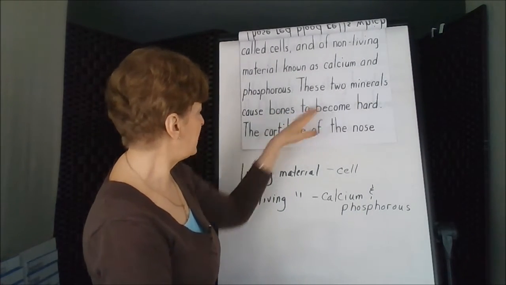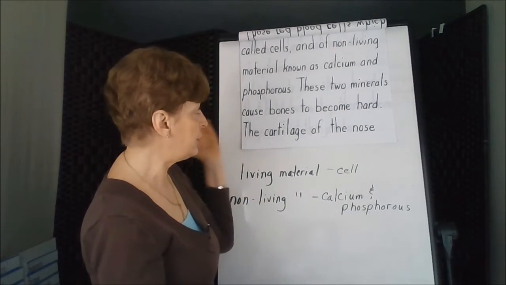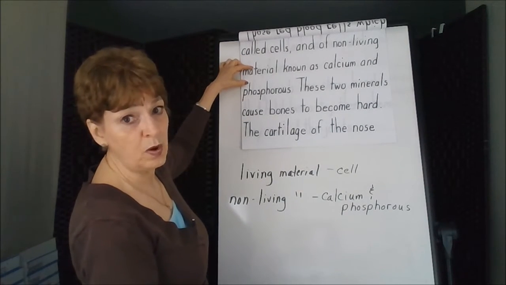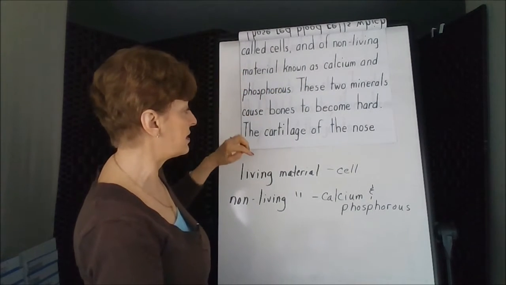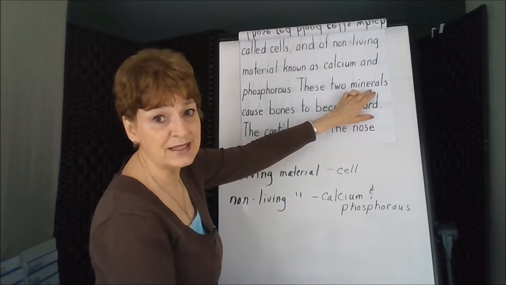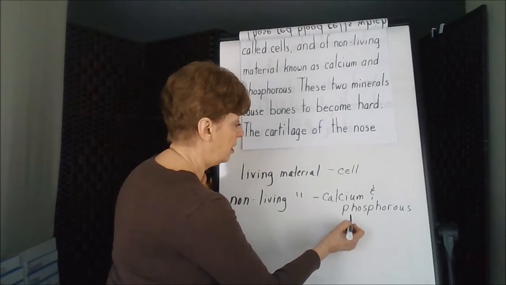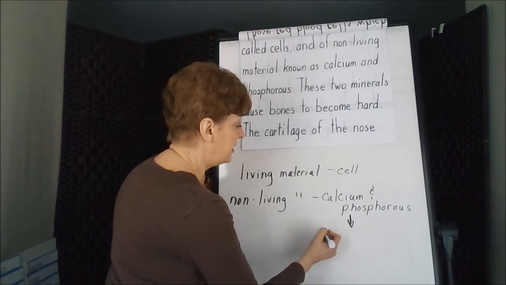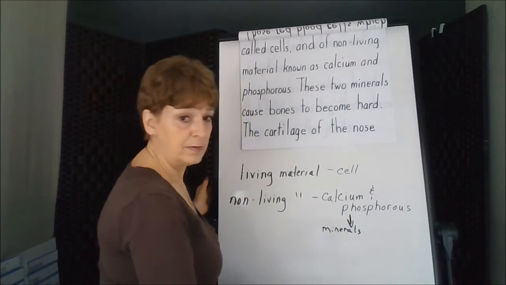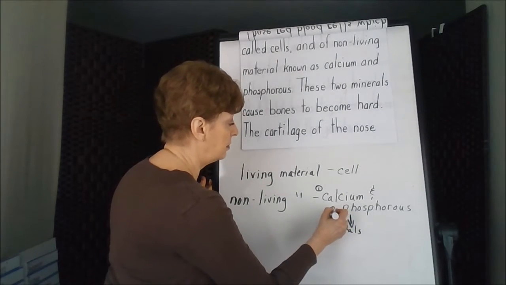These two minerals cause bones to become hard. Well, calcium and phosphorus, what two minerals are they talking about? In the last sentence, the only things that were one, two were calcium and phosphorus. So these must be minerals. And that was a sneaky way to get it in, but that's what they are. So these two, maybe I'll arrow down in my notes and say minerals. And because it said two of them, maybe I'll go back and number these 1, 2.